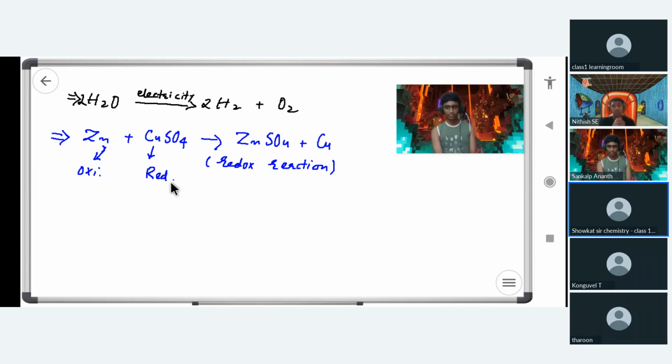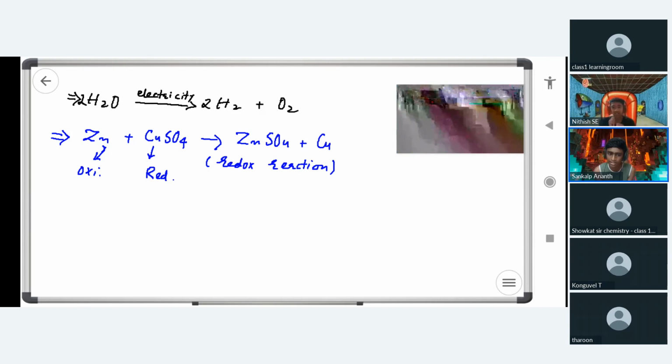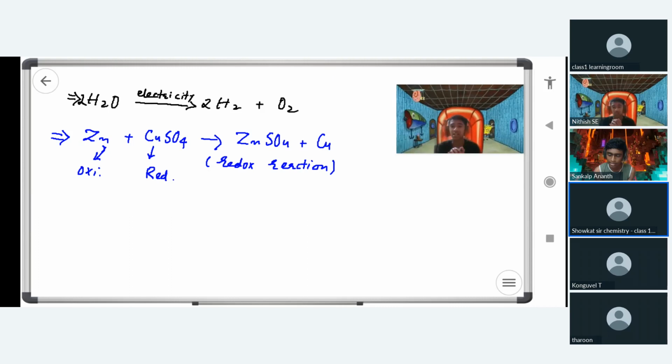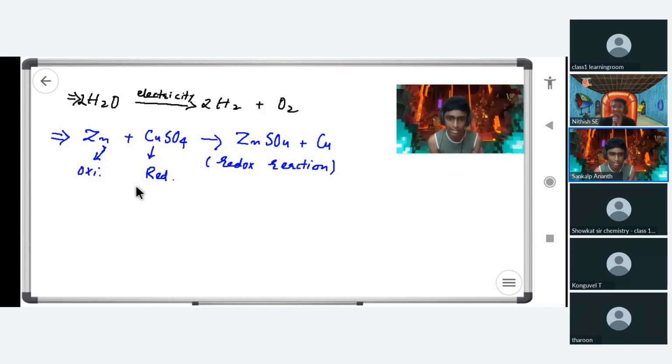It is not necessary that every displacement reaction is a redox reaction. Yes, every single reaction is a redox reaction. Where there is oxidation, there is always reduction, so they take place simultaneously. It doesn't matter if there is oxygen or hydrogen, because an exchange of electrons can also be a redox reaction. One element will lose an electron, so any reaction is a redox reaction.